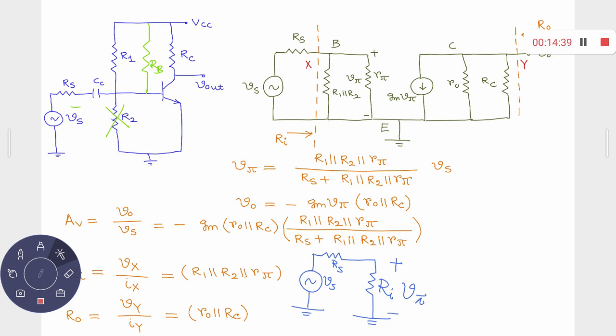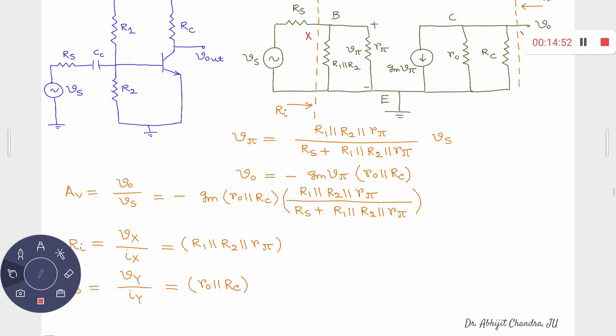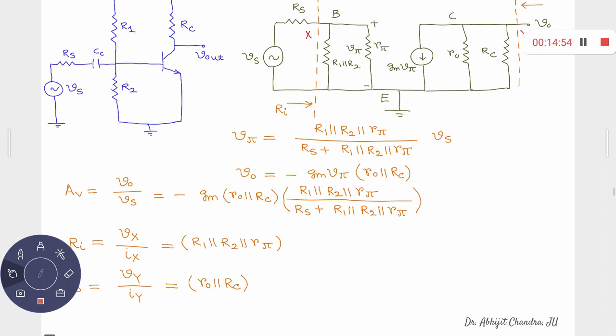If the circuit is having some voltage divider kind of biasing, then how to analyze this? You understand from this particular analysis. And then we are trying to find out the input and the output resistance. So input resistance we have already found out, that was given by R1 parallel R2 parallel r pi, right?